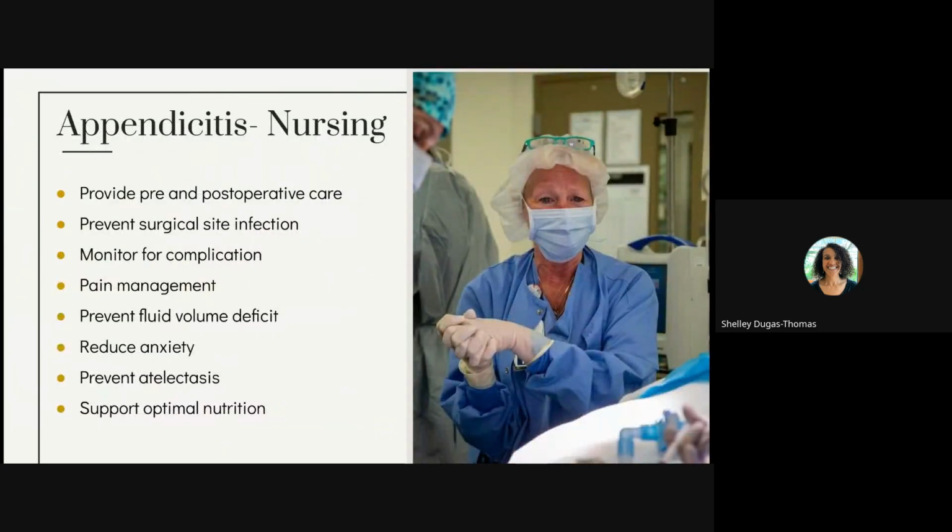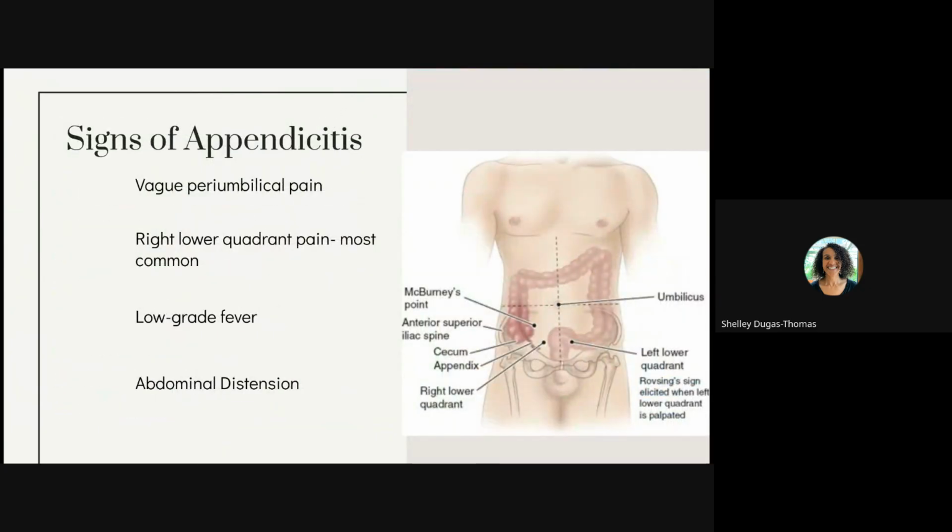So these are those. I thought I had those two signs, but McBurney's point is when you apply and release pressure to this area, the individual experiences increased pain when pressure is released. And this is usually called rebound tenderness. We'll talk a little bit more about that in class. And Rovsing's sign is palpation to the lower left quadrant of the abdomen, which elicits pain in the right lower quadrant.